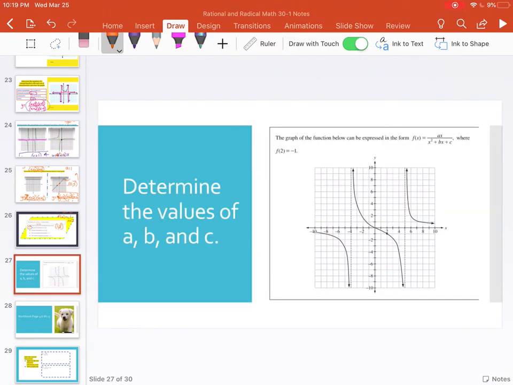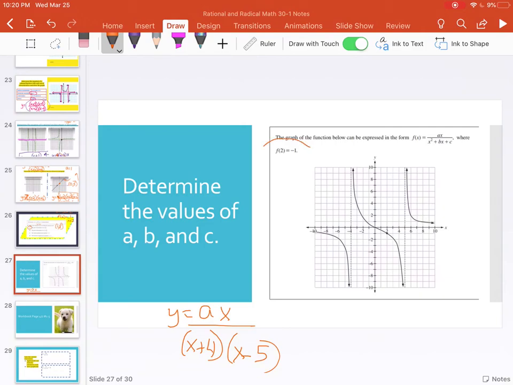All right, last question. The graph of the function below can be expressed by the form f at x equals ax over x squared plus bx plus c, where f at 2 equals negative 1. All right, so let's see if we can come up with the function. So notice how your x-intercept is at 0. That's why you have the x in the numerator. And then my vertical asymptotes are at negative 4, which means I'll have a factor of x plus 4, and positive 5, which means I'll have a factor of x minus 5 on my denominator.